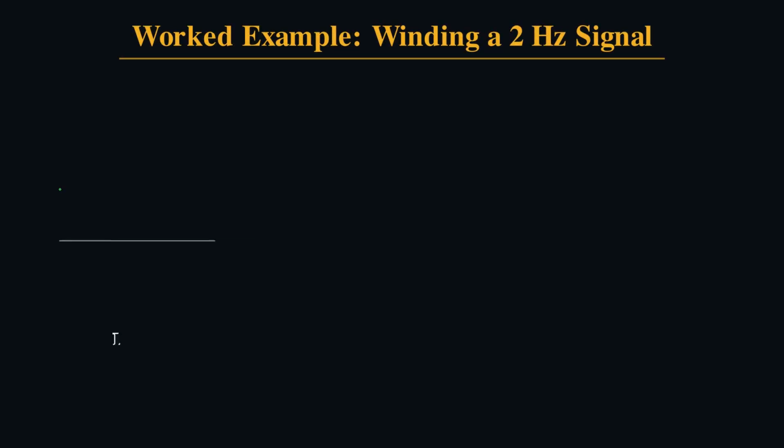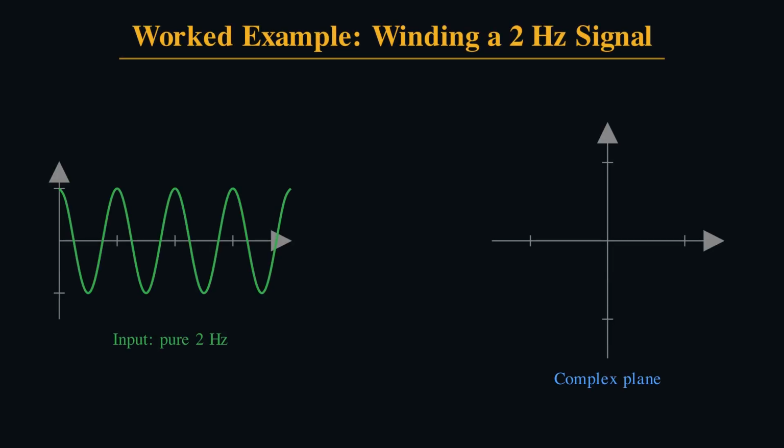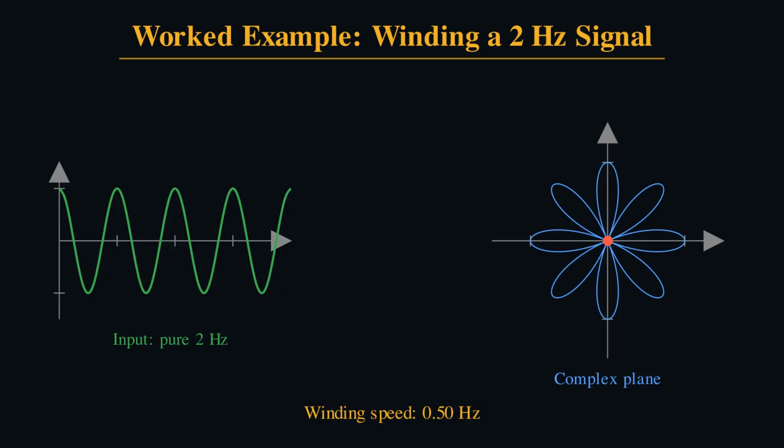Let us plug in real numbers. Our input is a pure 2 Hz cosine wave, 2 beats every second. On the right is the complex plane, our winding machine. We wind the signal around the circle at some test speed. At half a hertz, the wound-up shape is lopsided, but its center of mass, the red dot, stays near the origin.